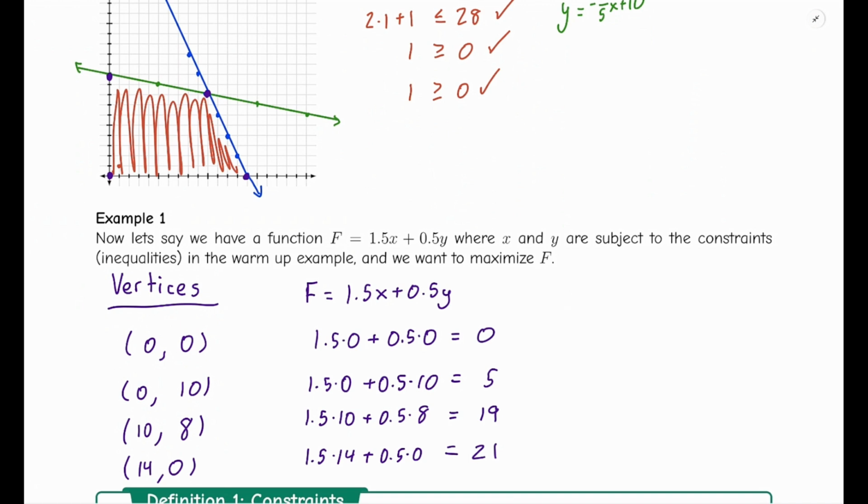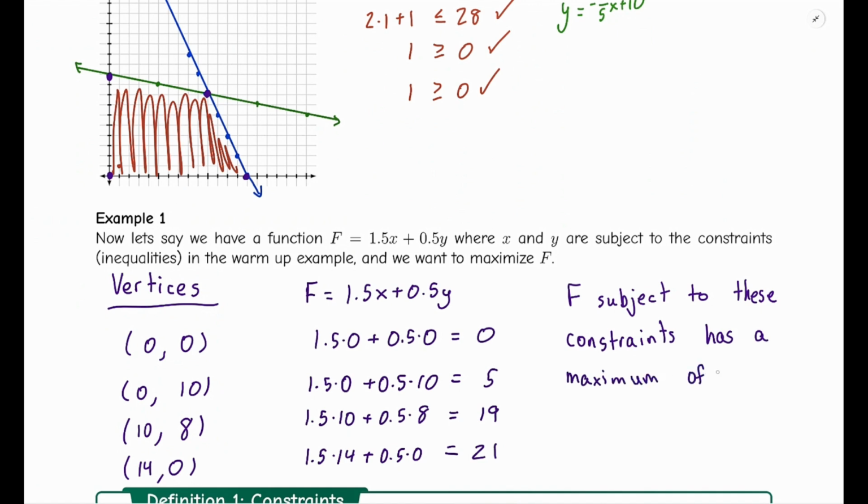And then how we write our answer is f, subject to these constraints, has a maximum of 21 located at 14, 0. Now the reason why we have to say subject to these constraints, and I'm going to go back to Desmos now to show this.